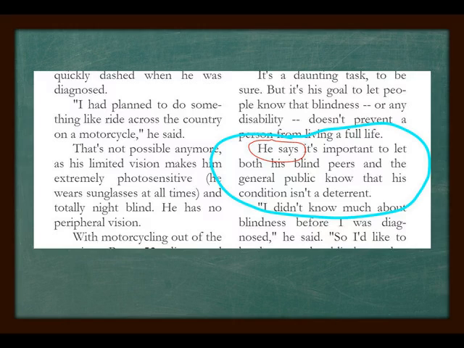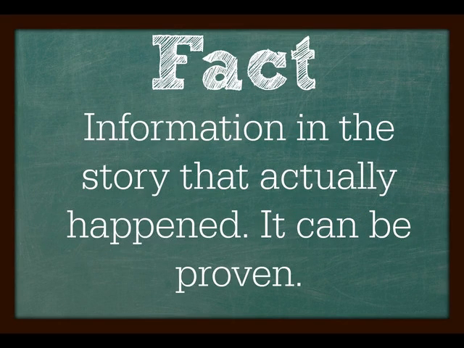Then you look around to see if there's any quotation marks. There are no quotation marks. This is an indirect quote. He says it's important to let both his blind peers and the general public know that his condition isn't a deterrent. So a good way to mix up your writing is to have a combination of both direct quotes and indirect quotes.